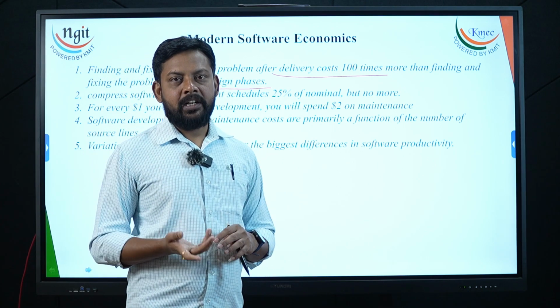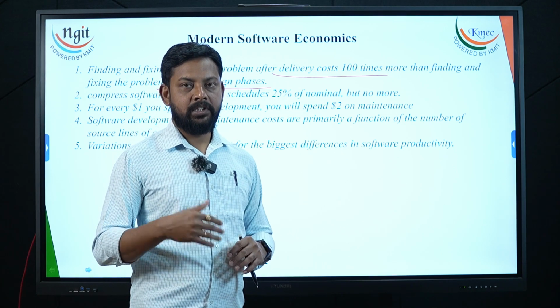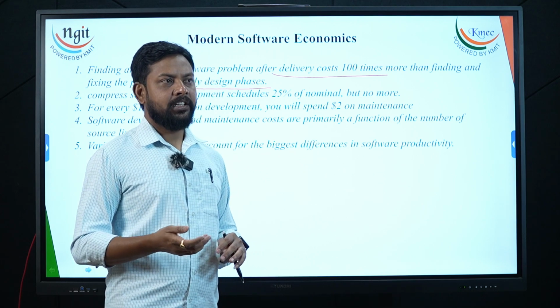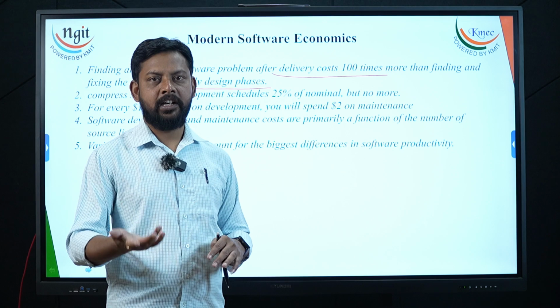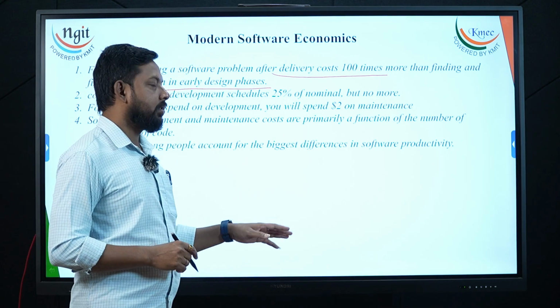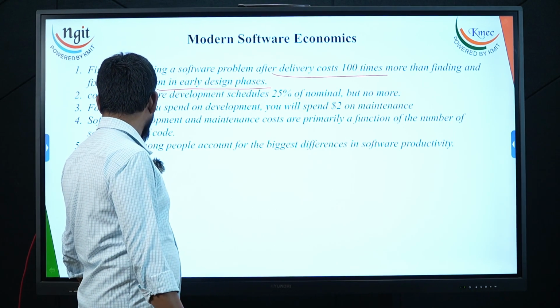So this could impact the cost also, because the customer may not be satisfied with the developers' output, and the tester could identify the bugs at the early stages or at the later stages, and these bugs are supposed to be fixed. So that also impacts the productivity of your software, right?